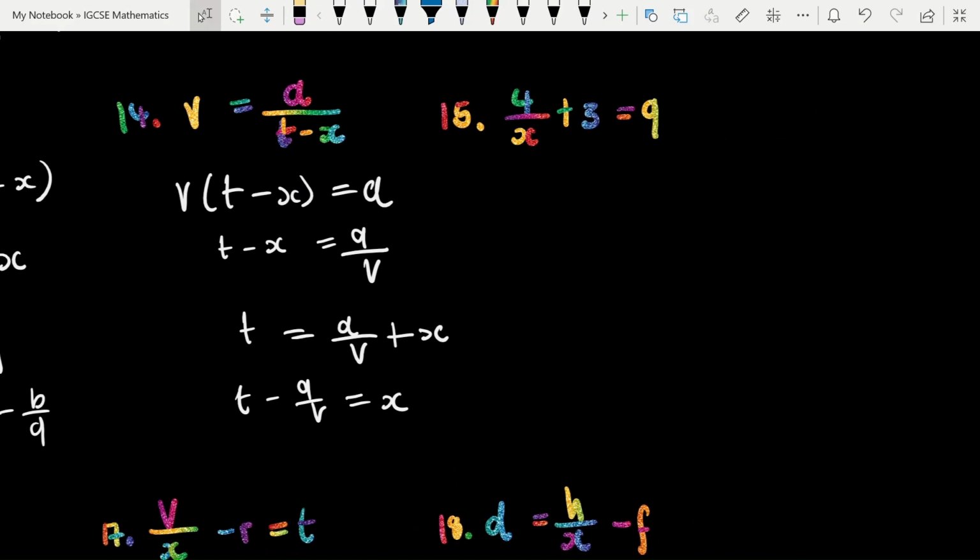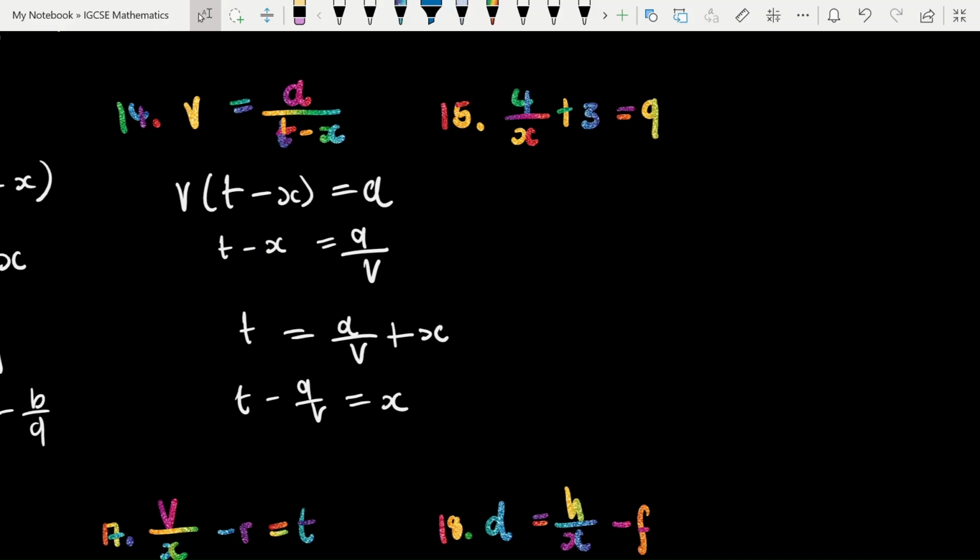Now we are on number 15. What are we making the subject? We are making x the subject. All right. So let's go ahead and do it. What do we do here? How do I make x the subject? You're like, we break the fraction. Oh yeah, true. We're going to have to break the fraction because x is in a fraction.